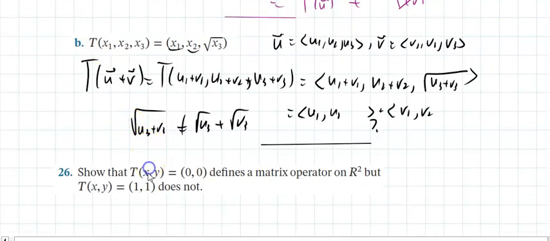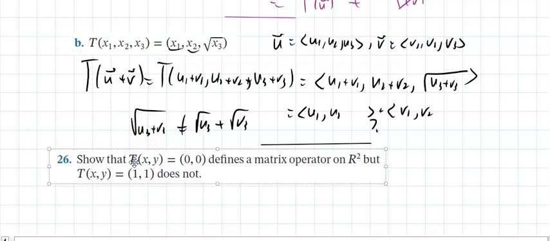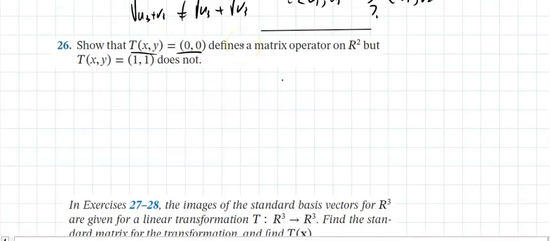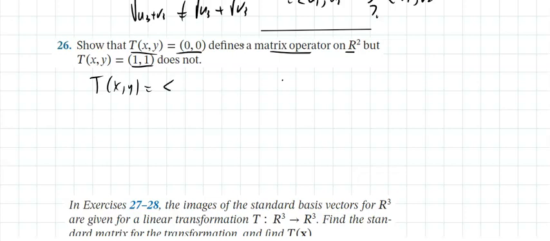And the last problem I want to work on, the problem before the last, I lied. Show that the transformation defined by the matrix operation in R2, but not for 1, 1. Okay, well, if you take the transformation and you get the 0, 0, right? Well, let's say we take x to be x1, y1.